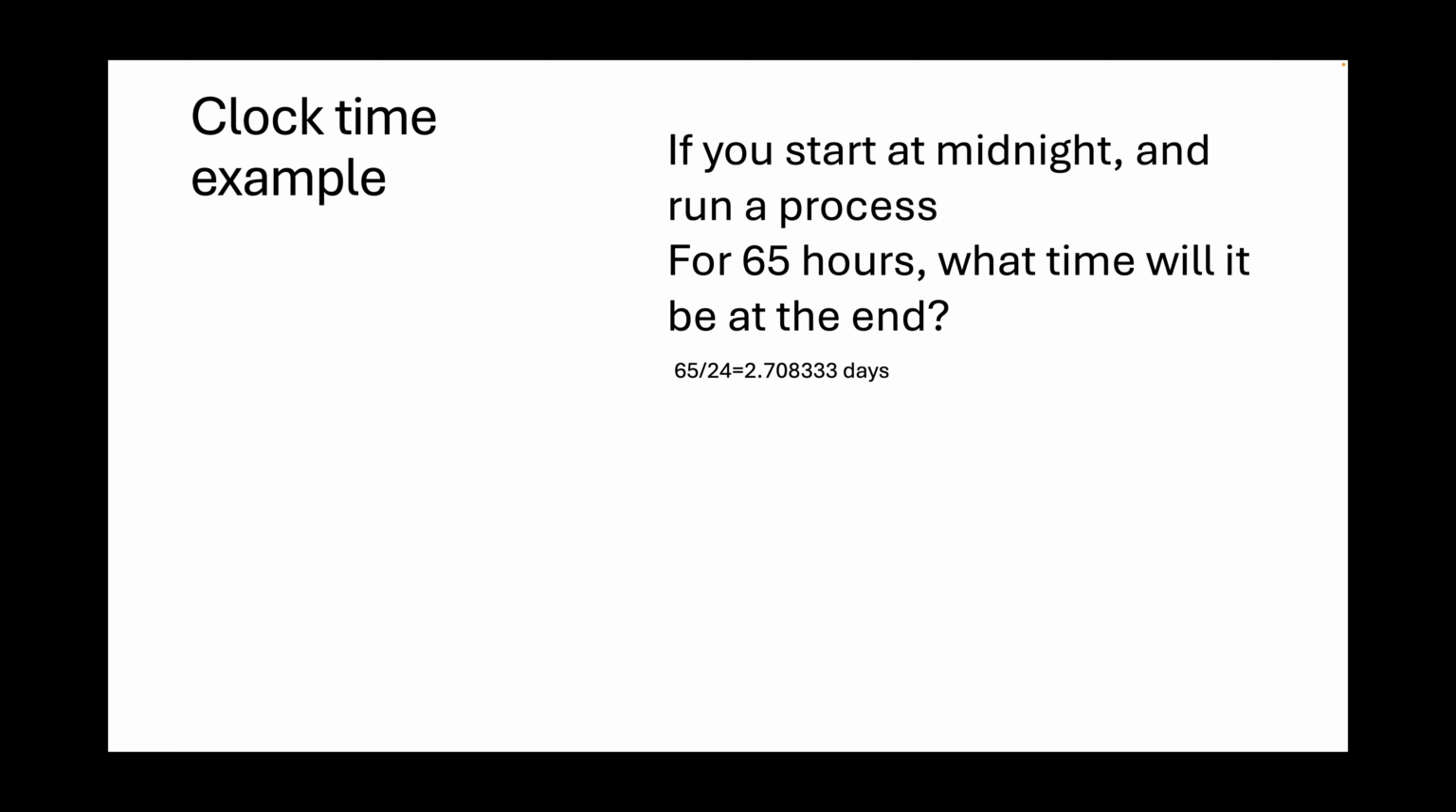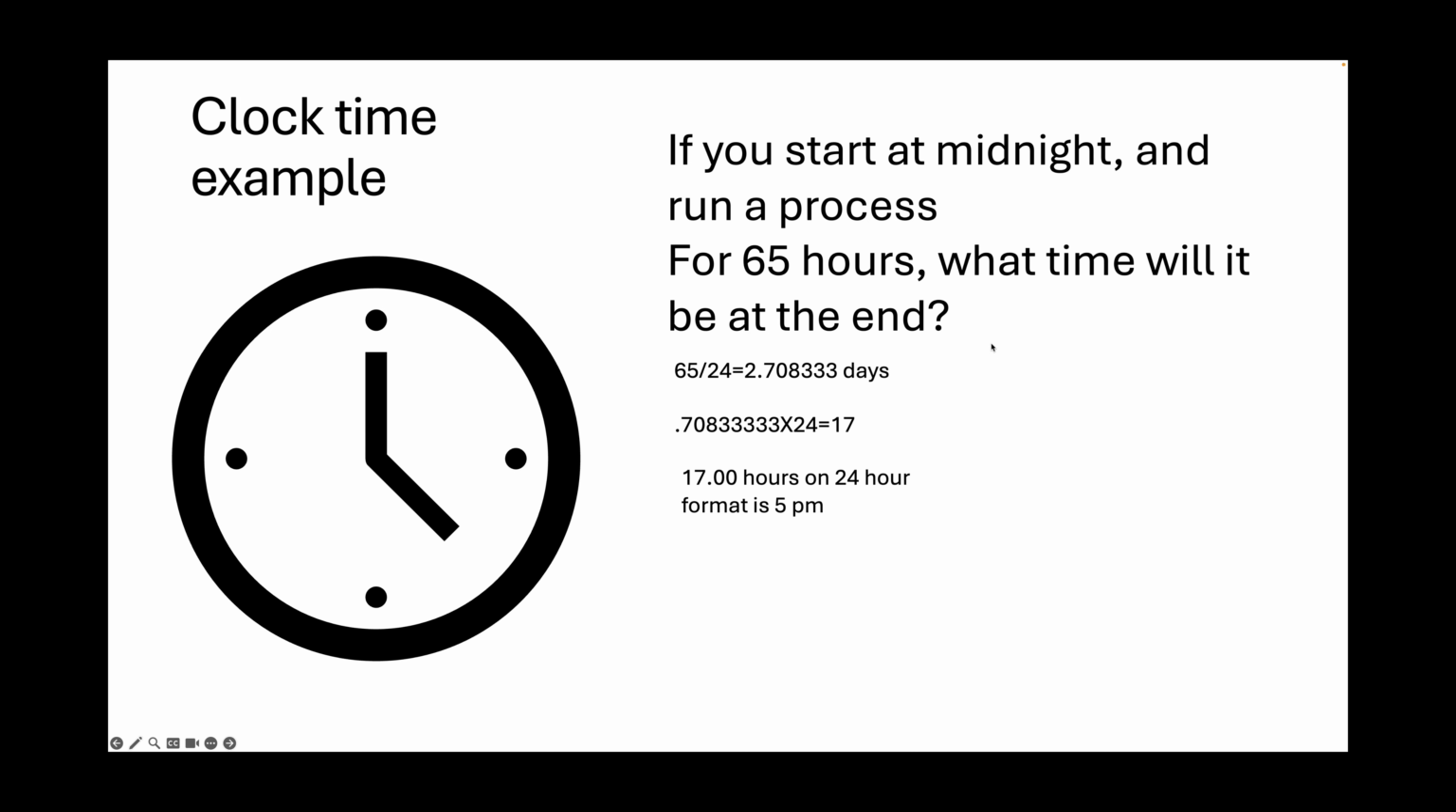Just like with the pies, we're going to subtract out the 2 whole days. We know it's 2 whole days. We're interested in what time it'll be at the end. 0.7833 times 24 gives you 17, right? So there's 17 hours left over. And 17 hours on a 24 format is 5 p.m., right? Military time, 1700 is 5 p.m. We could have done the same thing with the 12-hour format, but we would have had to think a little harder about how many full 12-hour segments we had to know if it was AM or PM at the end.